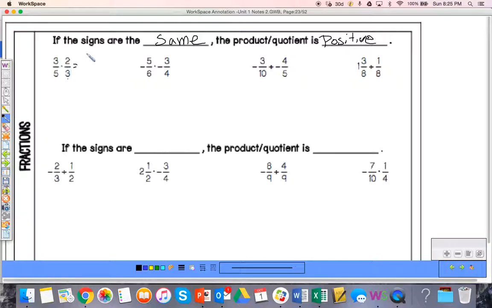So we just multiply straight across. 3 times 2 is 6. 5 times 3 is 15. Okay, so we can now simplify this. Both of these numbers can be divided by 3. So 6 divided by 3 is 2. 15 divided by 3 is 5. So our fraction is 2 over 5. We have a positive times a positive, so our answer is positive.